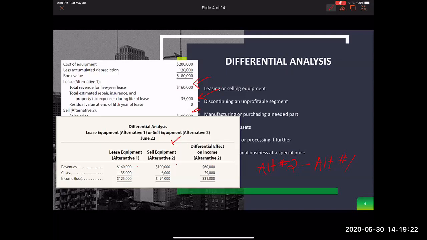So hopefully you maybe took a second to read through this, but your decision, or you should go with leasing it, right? Because if you decide to lease it, you get the most amount of money. You are getting $31,000 more by leasing the equipment versus selling the equipment, okay? So hopefully that made sense to you.